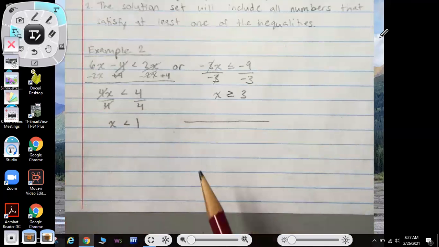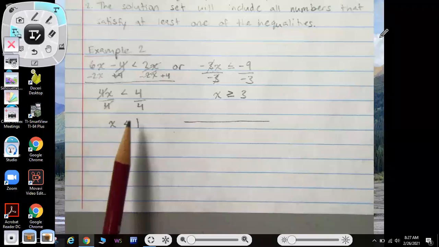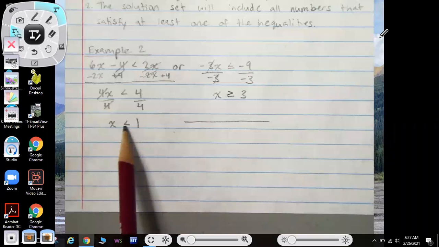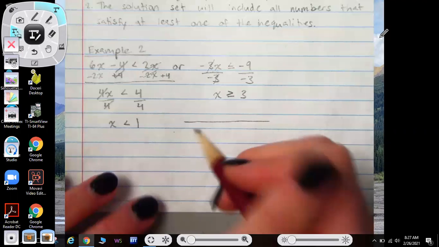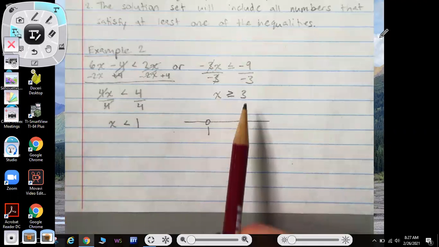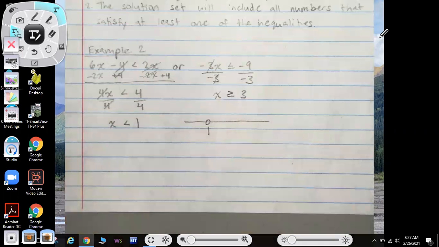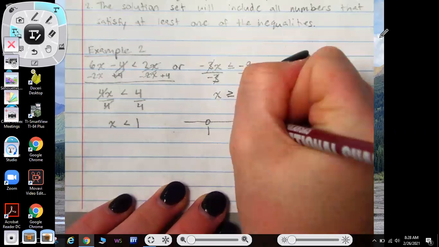You have to look to see if you're going to have an open circle or a closed circle. This inequality is x is strictly less than 1. There's not a line underneath. That means x could not equal 1. So because it's strictly less than, at 1, we have an open circle. Our other inequality, x is greater than or equal to 3. Because x could also be equal to 3, we have a closed circle at 3.